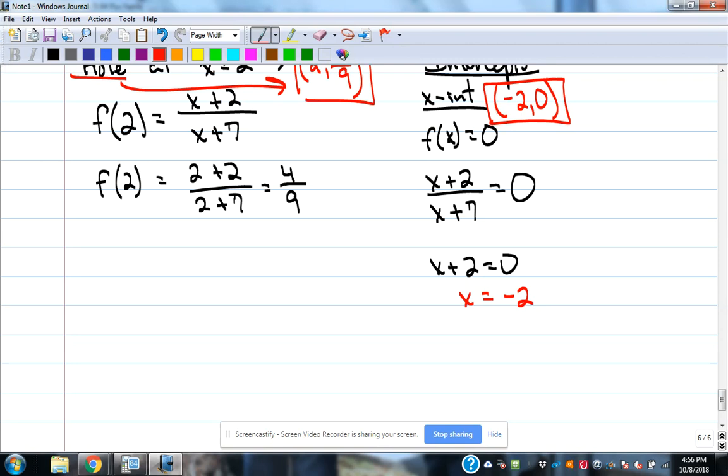X-intercepts is where the numerator is equal to 0. Okay? And you want to use your simplified version. Don't use the original. Use the simplified version. Okay? Now, we've got to find y-intercepts. For any function, how do you find the y-intercept?